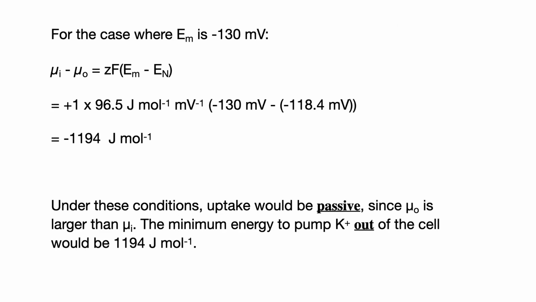In addition, the cell will have to have used a minimum of 4,188 joules per mole to transport that potassium into the cell. For the case where the membrane potential is minus 130 millivolts, we go through this calculation again, and we find that the calculation comes out with a value of minus 1,194 joules per mole. Under these conditions, uptake would be passive, since this shows that the chemical potential outside is larger than the chemical potential inside because of the negative value. The minimum energy to pump potassium now out of the cell against its electrochemical potential gradient would be the 1,194 joules per mole.